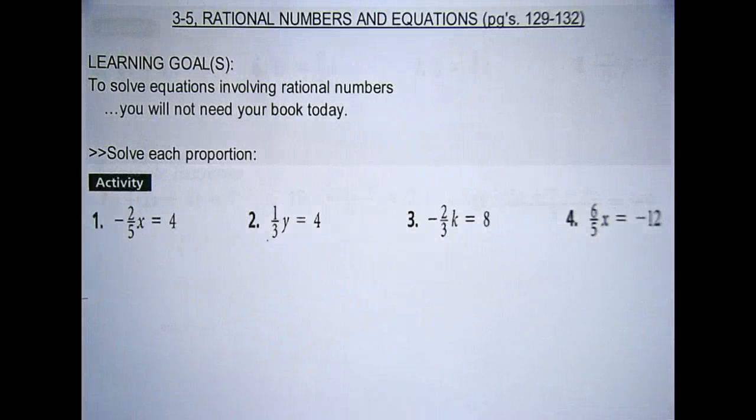Talking about rational numbers and equations. So what I need you to do right now is just copy down the first two problems, number 1 and 2. You don't need 3 and 4 yet, okay? But definitely 1 and 2. We're going to go through those together. I'd like you to wait for me so we can go through them as a class.